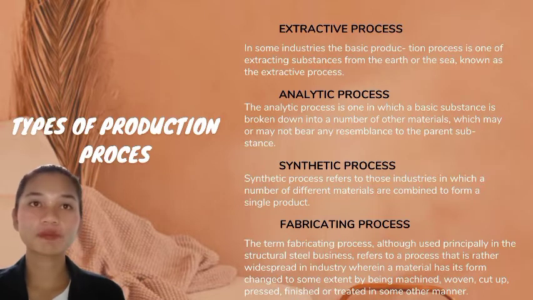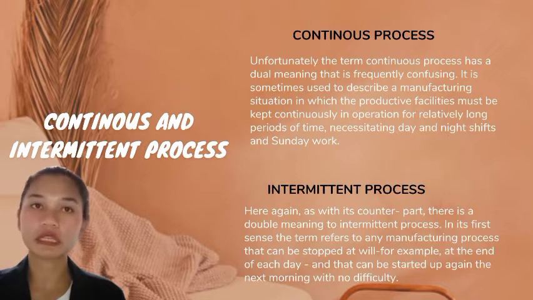The fourth is the fabricating process. Although the phrase fabricating process is primarily employed in the structural steel sector, it actually refers to a procedure that is very common in industry. When a material is machined, woven, broken up, pressed, finished, or given other treatment, its form is somewhat altered. It is sometimes referred to as the converting process, especially in the textile industry.